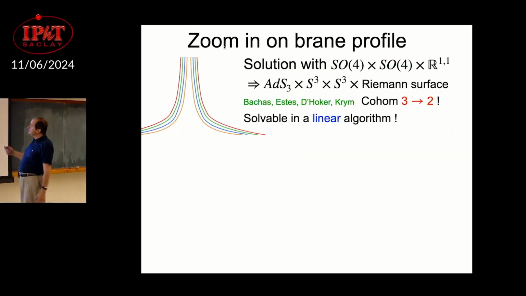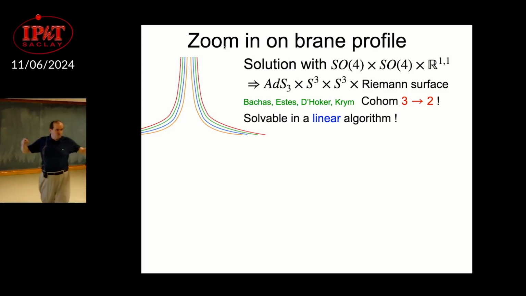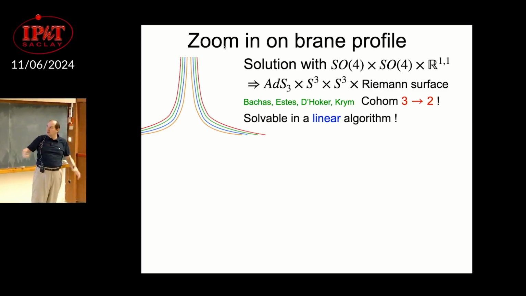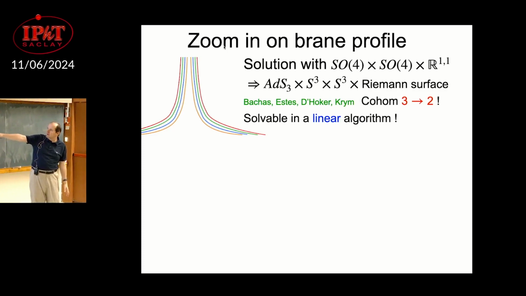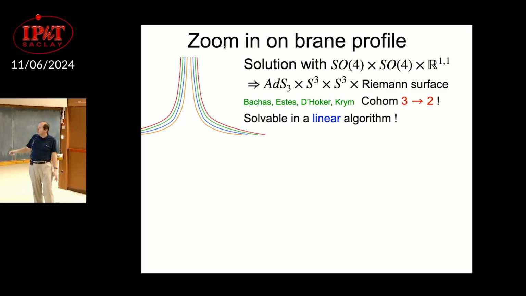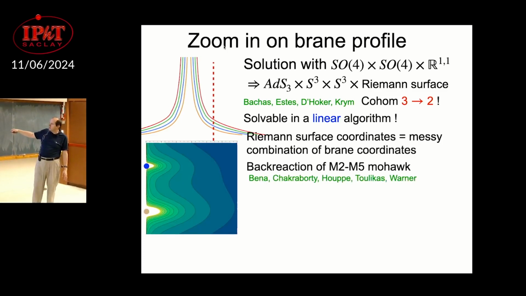And the point is, if you zoom in on these brane profiles, if you take a scaling limit of these brane profiles, and in particular, if you take a simpler example of an M5 with an M2 spike, you can actually show, and that's what we did in a previous paper and also are doing right now, that the zoom in on these solutions gives you AdS3 times S3 times S3 times Riemann surface solutions, which were found a long time ago by Bachas, Estes, D'Hoker, and Krym.